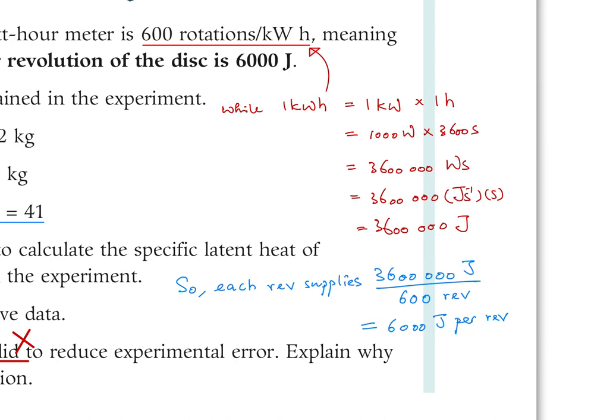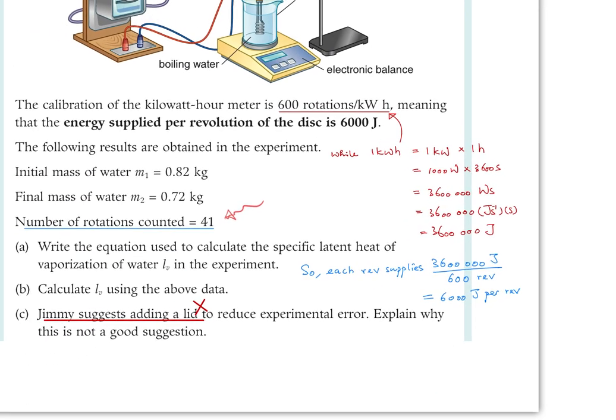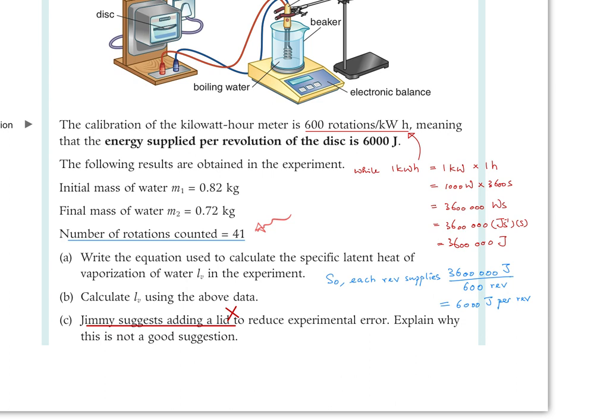In this experiment, it says that there are altogether 41 revolutions counted, and so we may use this 41 together with 6,000 joules per revolution to find the amount of energy absorbed as latent heat of vaporization. Well, Jimmy was silly. He says we may add a lid, and of course it is wrong. Why? Turn to the next page and find the answer.